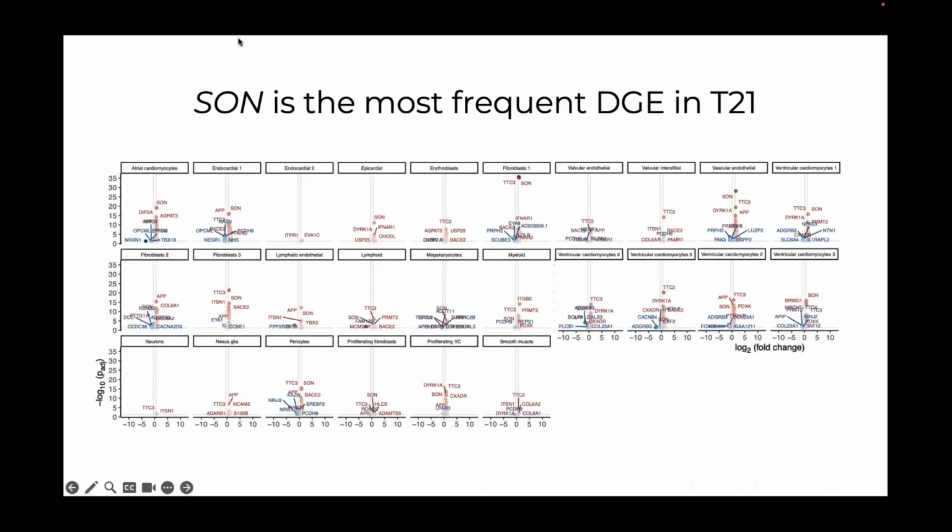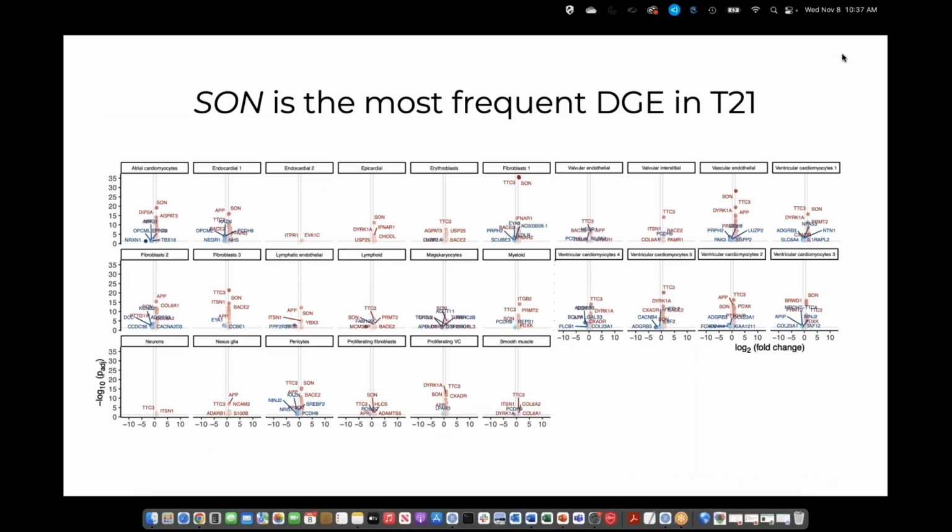But what we don't appreciate from looking at the heat map, because there are so many genes, and it wouldn't be helpful to put the names of those genes on the side of the heat map, we can instead look at a volcano plot and find some interesting results about which genes are differentially expressed among each of the cell types that we've identified in the heart.